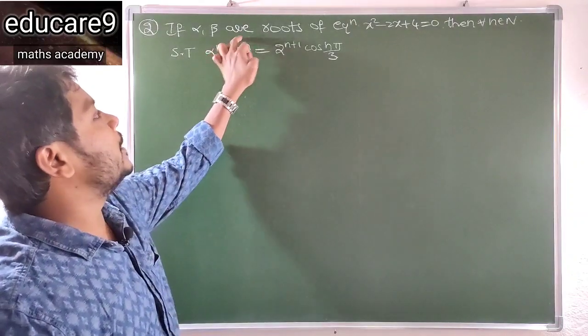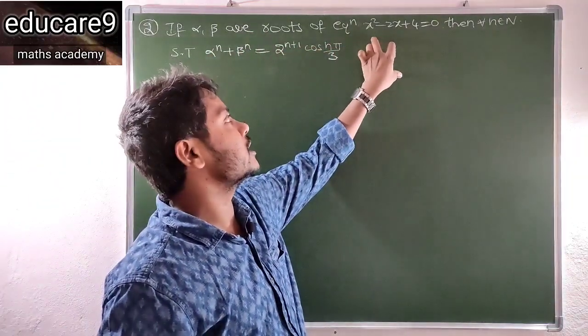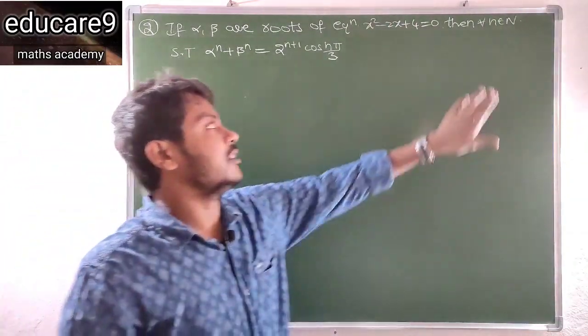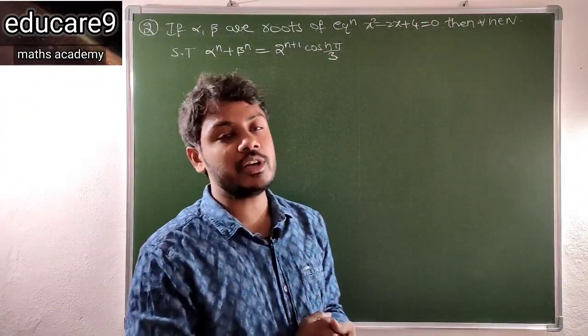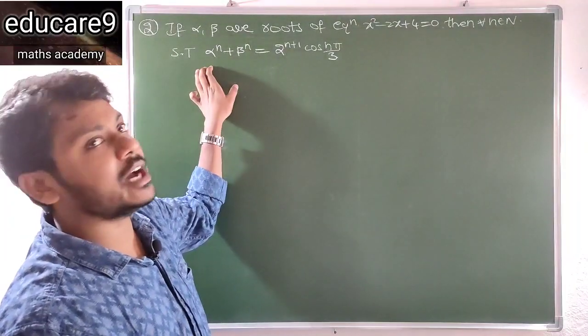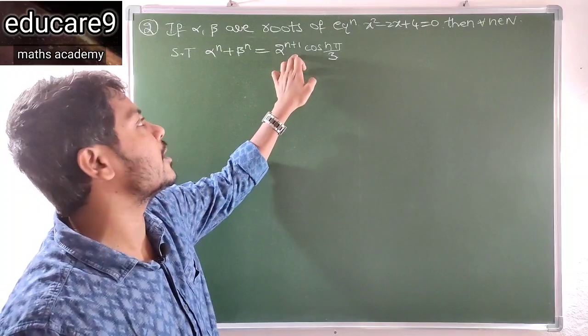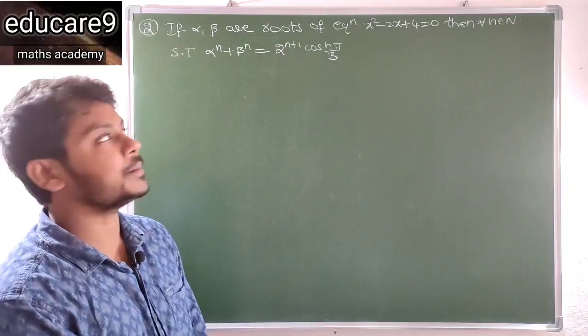If alpha, beta are roots of the equation x squared minus 2x plus 4 equals 0, then for any n belonging to natural numbers, show that alpha^n + beta^n is equal to 2^(n+1) cos(nπ/3).